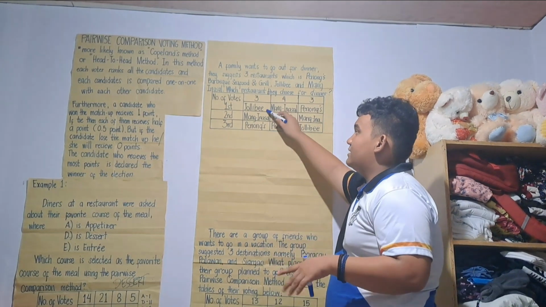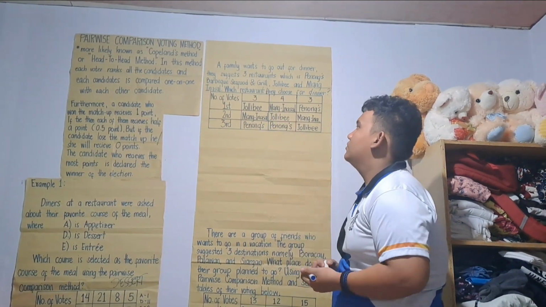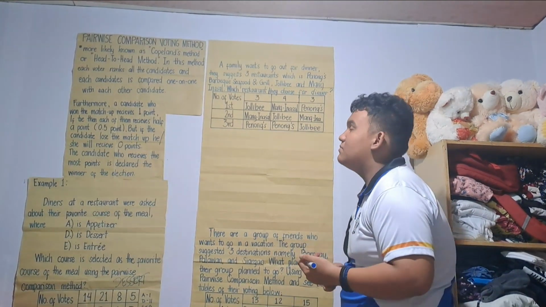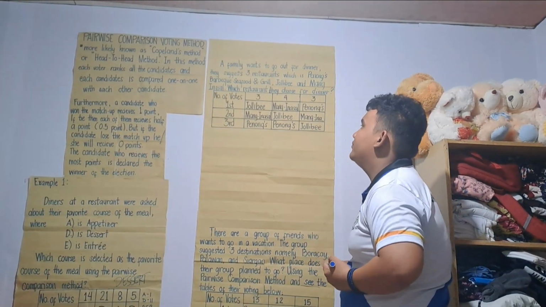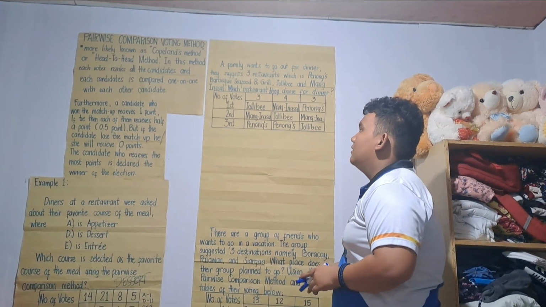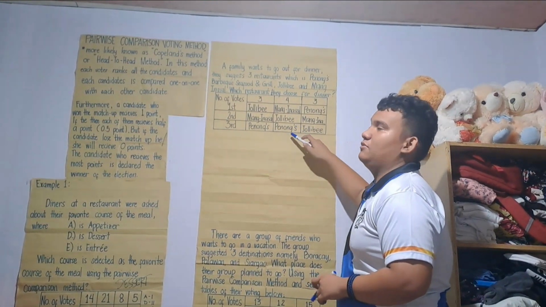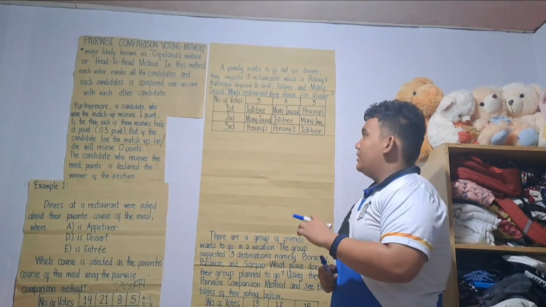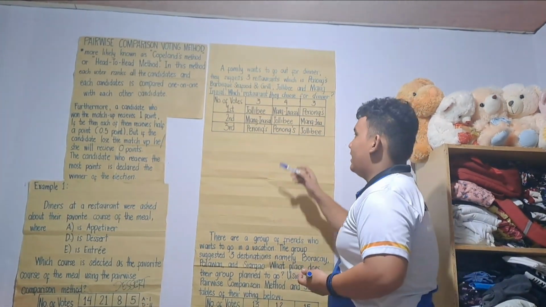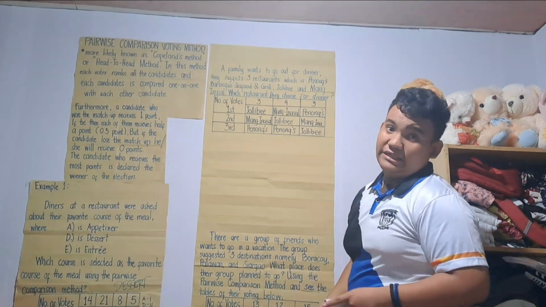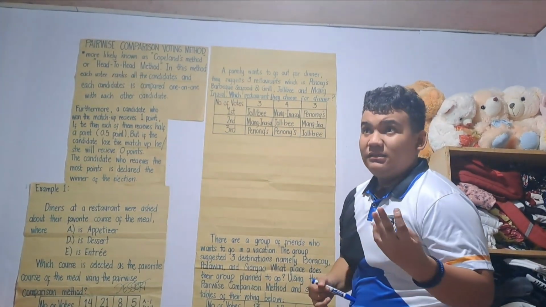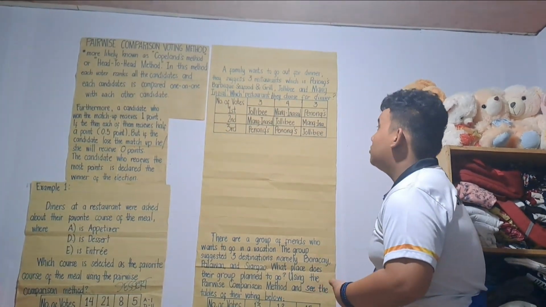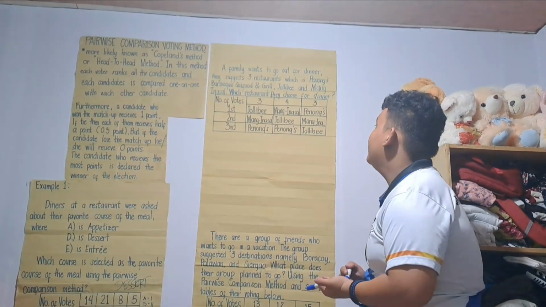They choose Jollibee, second Mang Inasal, and third is Penong's. And thus the second, 4 members of the family choose Mang Inasal instead of Jollibee and Penong's. So Jollibee and Penong's are only the second and third choice of the four members of the family.